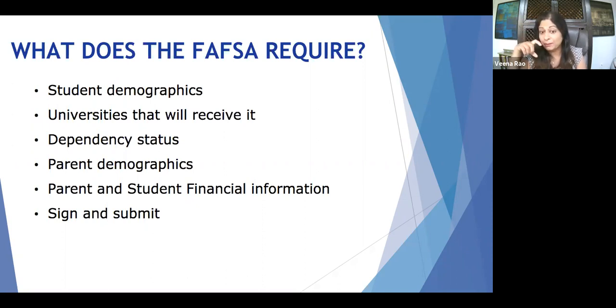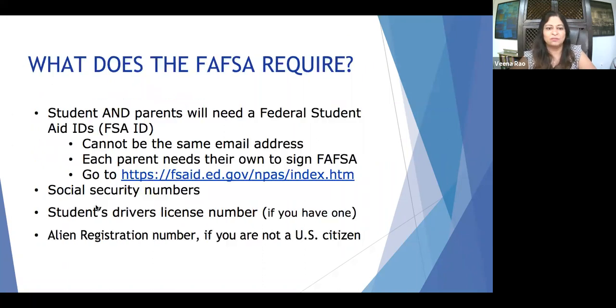They're also looking for parent information. Obviously, whether your parents are married, living together, or not married but still living together. Stepparent information might go in there. So they're collecting information about the parents themselves, and they're also going to ask for parent and student financial information. And then there's obviously a component where you sign and submit the application itself.